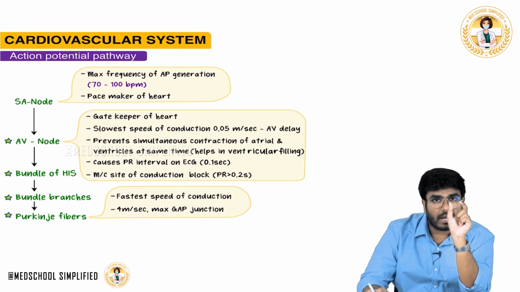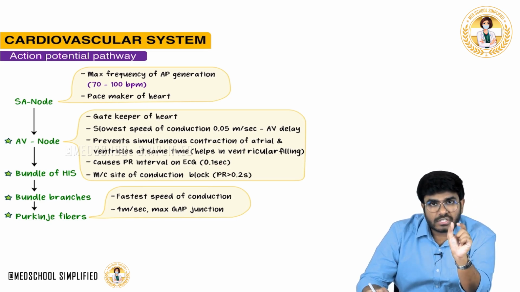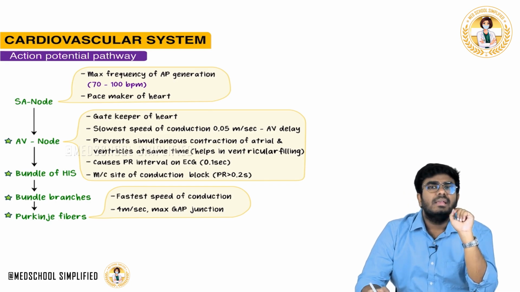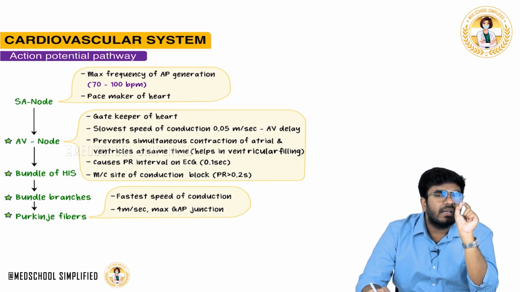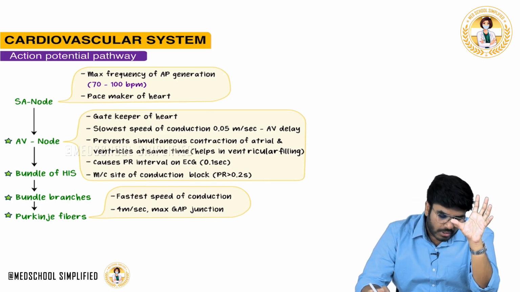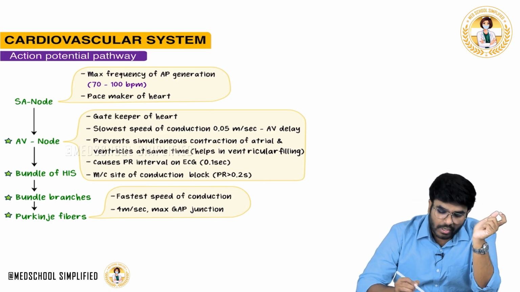For almost 0.1 second, the action potential is going to stop in the AV node. Now you can ask me, sir, why is the action potential getting delayed in the AV node for 0.1 second? This delay is called the AV delay.